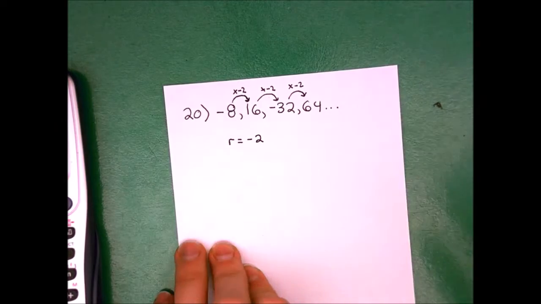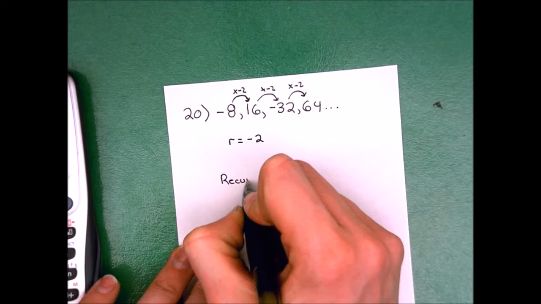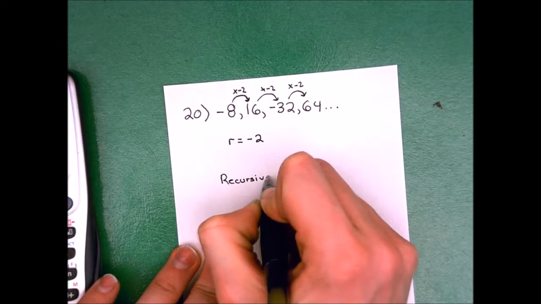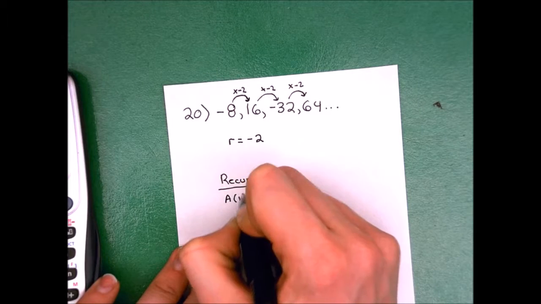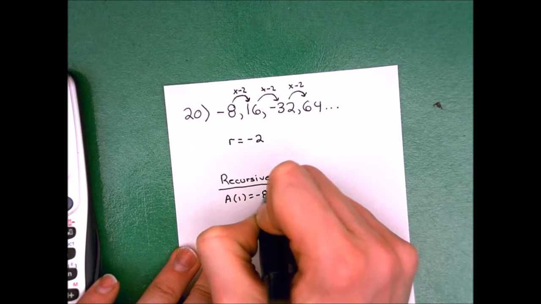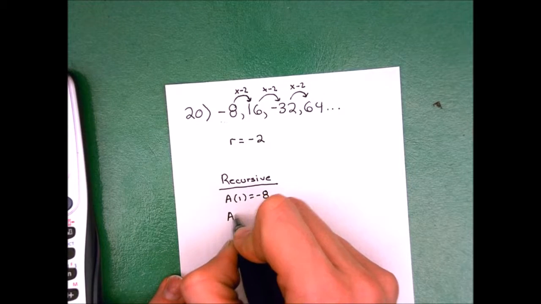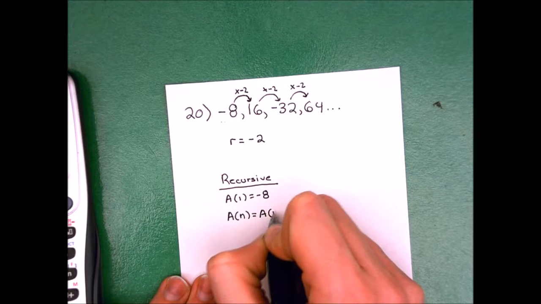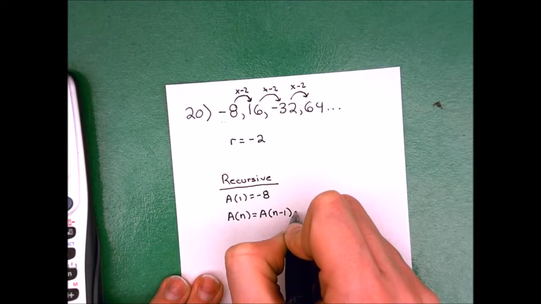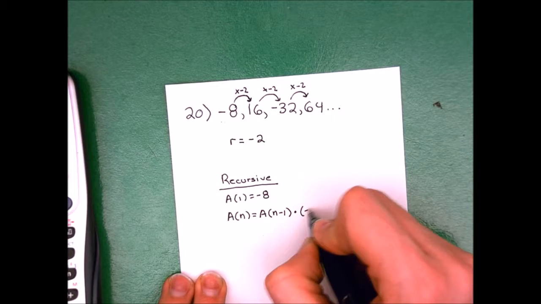So to build a recursive formula and an explicit formula, for our recursive, our first term is that -8, right? The first term in the sequence. And so then our recursive formula is a of n equals a of n minus 1 times my r. And my r in this case is -2.